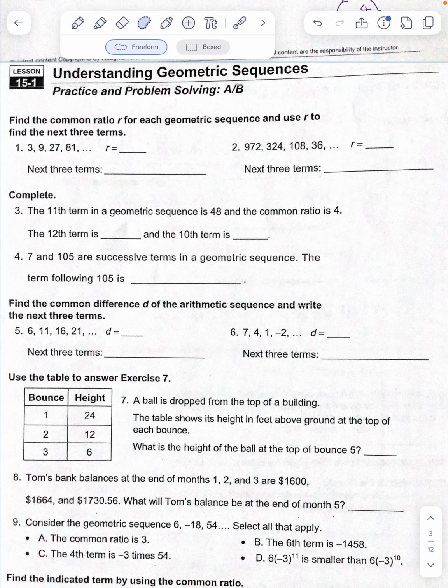Okay, Algebra 1, Unit 6, Lesson 15.1, Understanding Geometric Sequence. So before we start the homework, we need to know what a geometric sequence is.